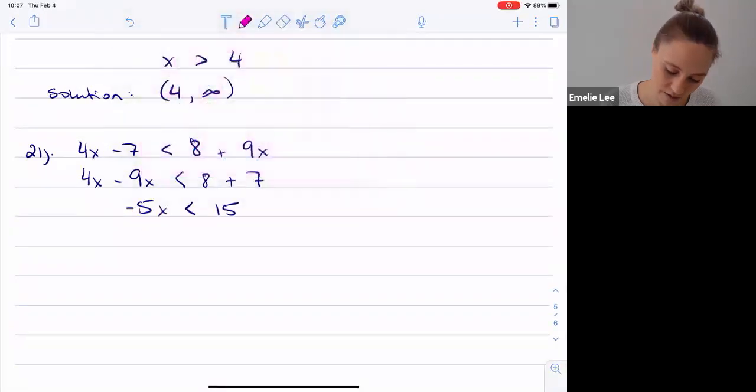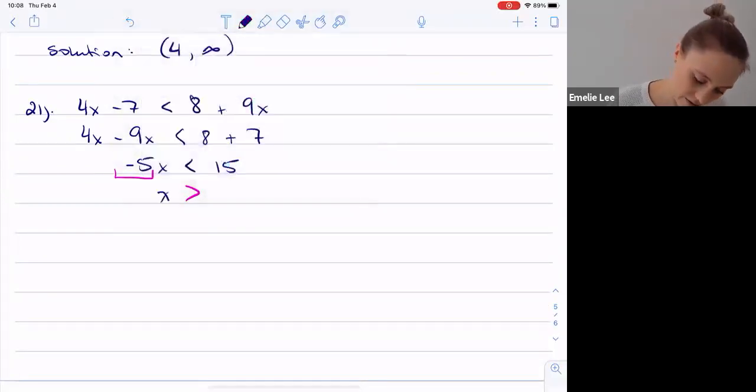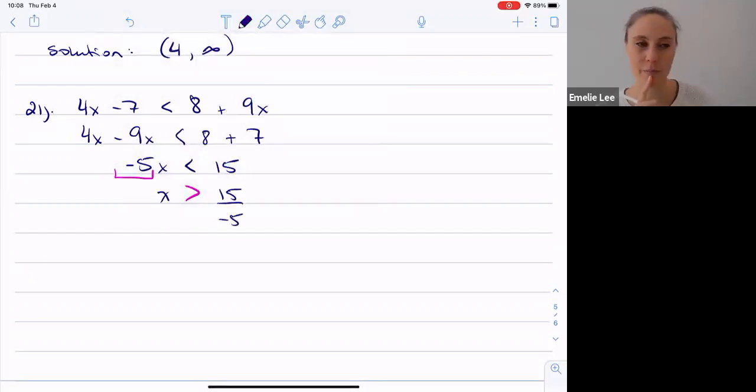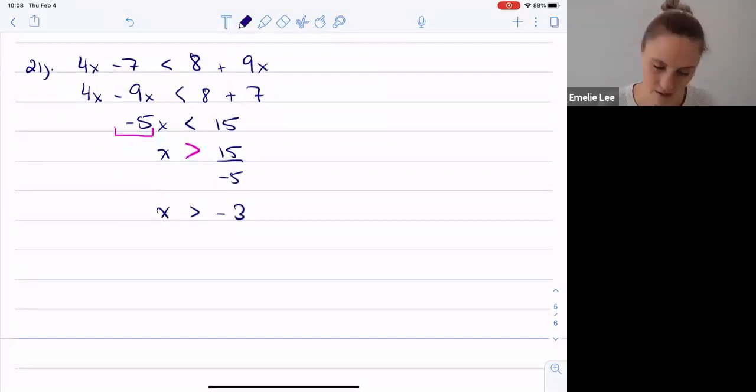And so here, I'll just highlight, we have to divide by a negative. So in doing that, I need to switch the sign. Okay, so I'm just going to highlight that here. Need to switch the direction of that sign. And what I end up with here is x is greater than 15 divided by negative 5. 15 divided by negative 5 puts me at negative 3. So x is greater than negative 3.